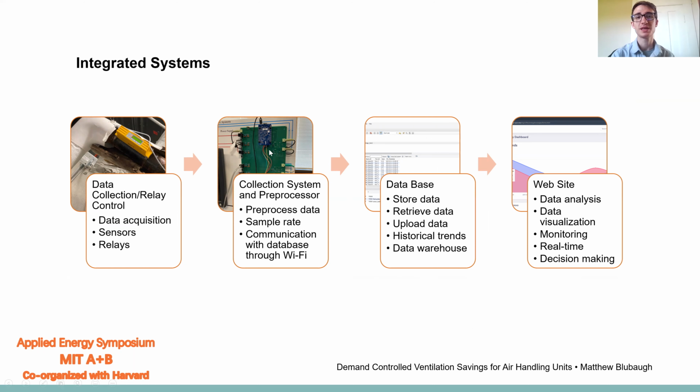The sensor communicates with a data collection system, where the data can be pre-processed to a certain degree, things like sample rate can be selected, and then after the sensor communicates with the collection system on site, it sends the data remotely to a database. Here, the data can be stored historically and retrieved from this database. You can upload data to the database as well. And then this database could be used to communicate with a website or an application where the data is analyzed or visualized, possibly in real time, and could be used for visualization and decision making in real time.